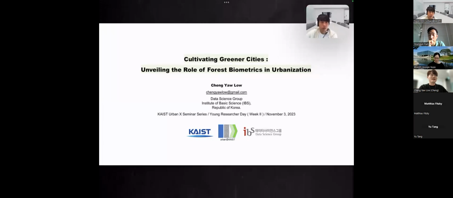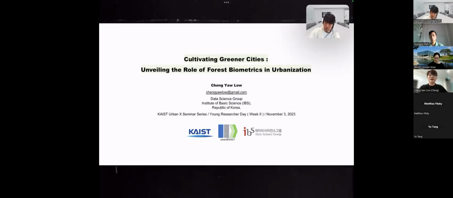And today I'm excited to share with all of you our insights on our new project, which is about forest biometrics. We embarked on this exciting project about 2 months ago, and we are now engaging in discussions with our potential collaborators, for example, the local governments in Korea, and also researchers at Google.